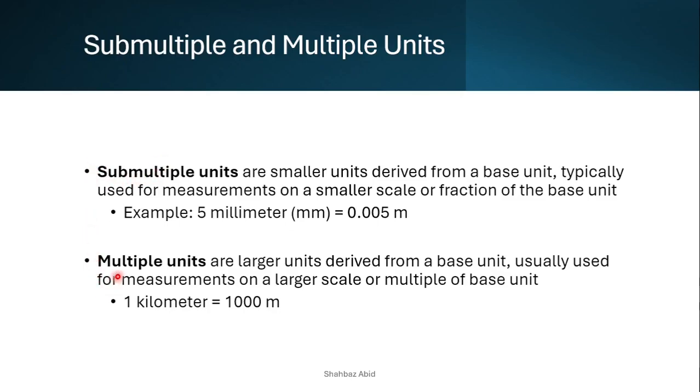In the case of a multiple unit, this is for a larger scale of the base unit. For example, 1000 meter is a very large number, so we can squeeze it down and say that it is equal to 1 kilometer. So it's used for the larger scale. So submultiple units are used for the smaller scale, and multiple units are used for the larger scale.